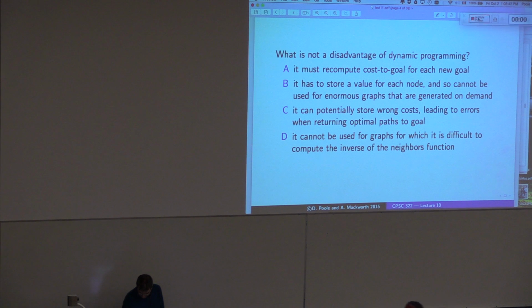Next question is, what is not a disadvantage of dynamic programming? A, it must recompute the cost to go for each new goal. B, it has to store a value for each node and so cannot be used for enormous graphs that are generated on demand. C, it can potentially store wrong costs leading to errors when returning optimal paths to a goal. Or D, it cannot be used for graphs in which it's difficult to compute the inverse of the neighbor's function.